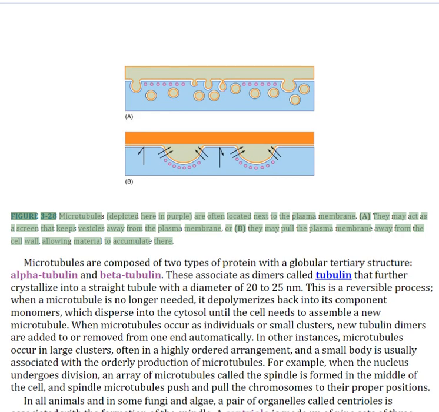Figure 3.28, microtubules are often located next to the plasma membrane. They may act as a screen that keeps vesicles away from the plasma membrane, or they may pull the plasma membrane away from the cell wall, allowing material to accumulate there.